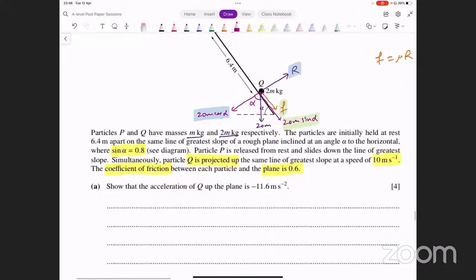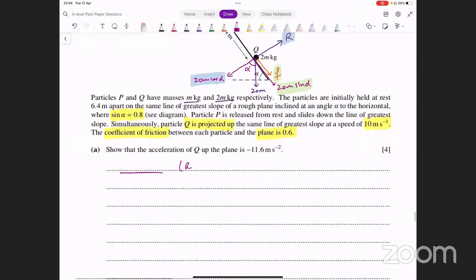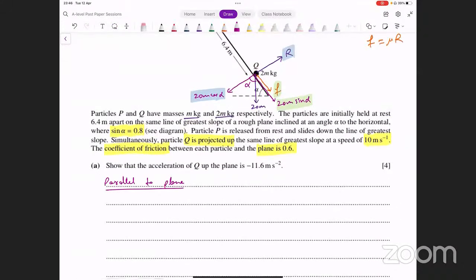Okay. Let's write that down. We've got some forces that are parallel to the plane. Sorry, not horizontal, we'll say parallel to the plane. Parallel आपका ऑब्जेक्ट मूव कर रहा है, तो यहाँ पे हम RF equals ma अप्लाई कर देंगे. Resultant force equals mass into acceleration.